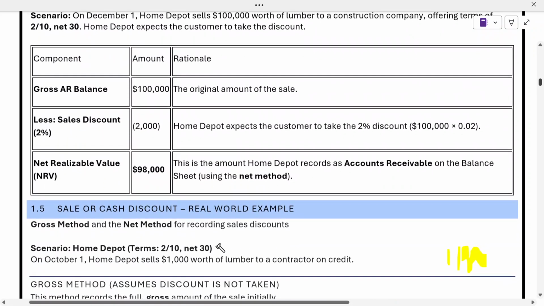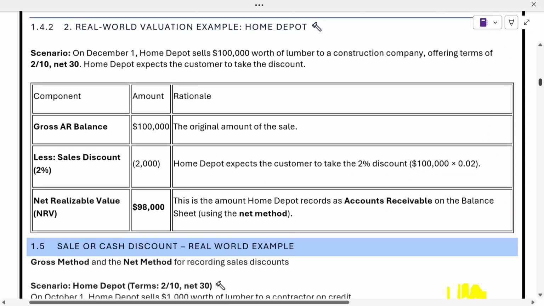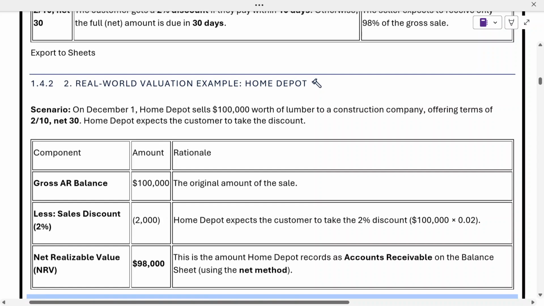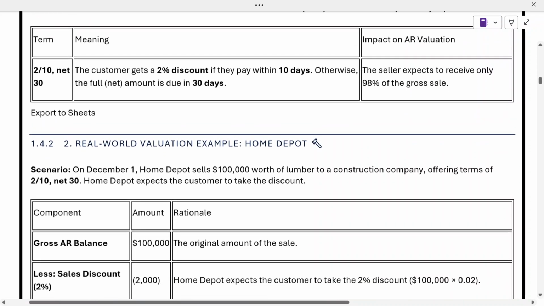So what will happen? Home Depot knows that their gross accounts receivable balance is $100,000. Then the customer will be taking the 2% discount, which is $2,000, that Home Depot expects the customer to take. And finally, the NRV, the net realizable value for Home Depot, will be $98,000. This is the amount Home Depot records as accounts receivable on the balance sheet using the net method. So this is an important method through which we can understand how the cash discount works.